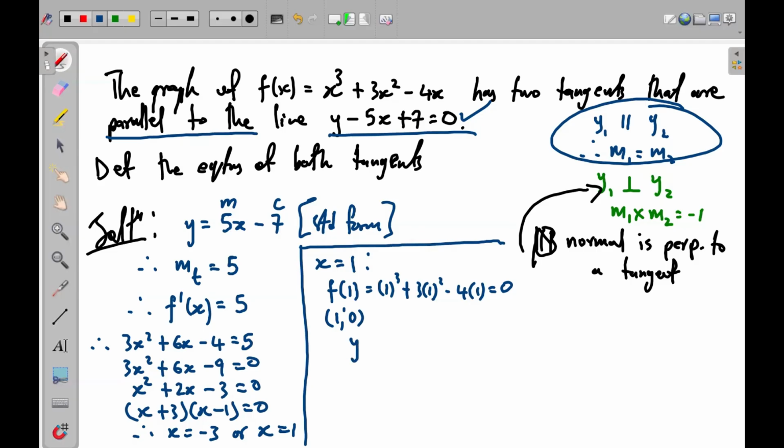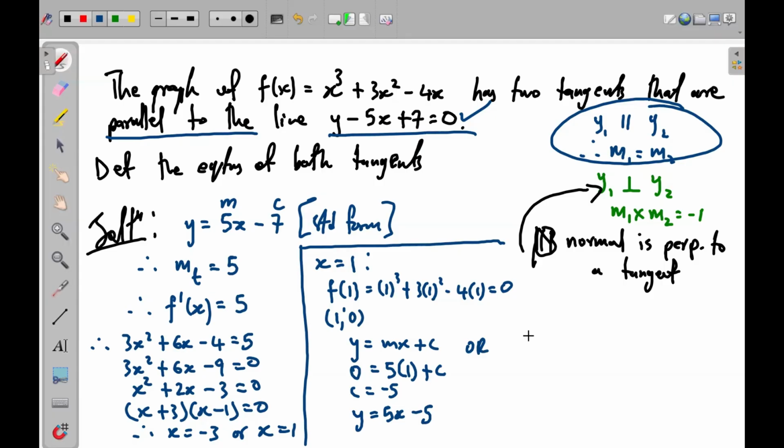If you use the method y is equal to mx plus c to find the equation of the tangent, then we're going to do a substitution. The y value is 0. The gradient, we already know, is 5. The x value is 1. And then we are looking for c. So surely c is minus 5. So we get y is equal to 5x minus 5.